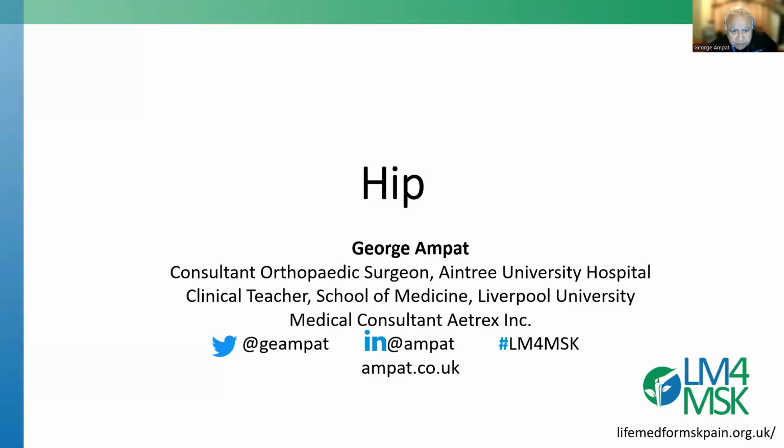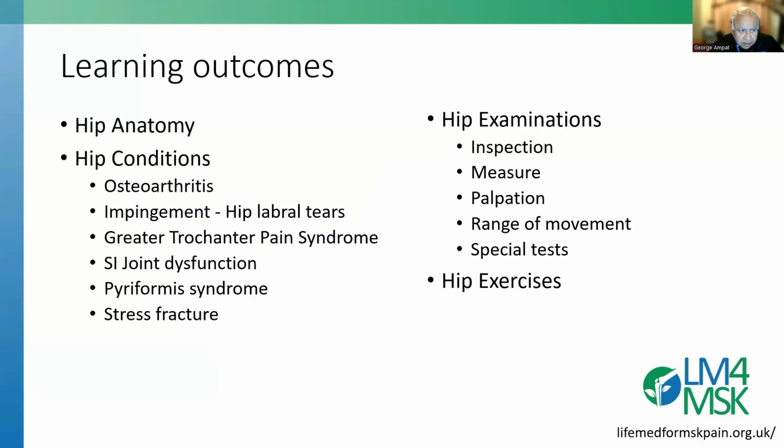So coming to hip pain, we are going to look at the hip anatomy a little bit, and the hip conditions: osteoarthritis, impingement, greater trochanteric pain syndrome, sacroiliac joint dysfunction, piriformis syndrome, stress fractures. Then we are going to do a little bit of hip examination: inspection, how to measure, palpation, range of motion, and special tests.